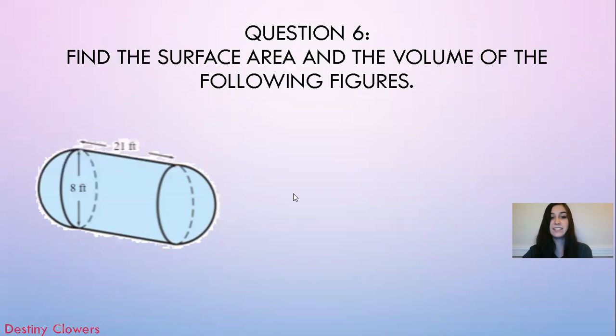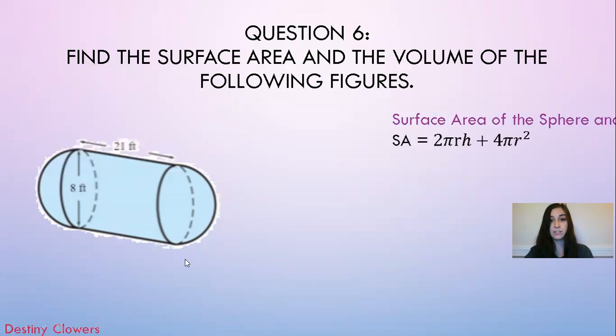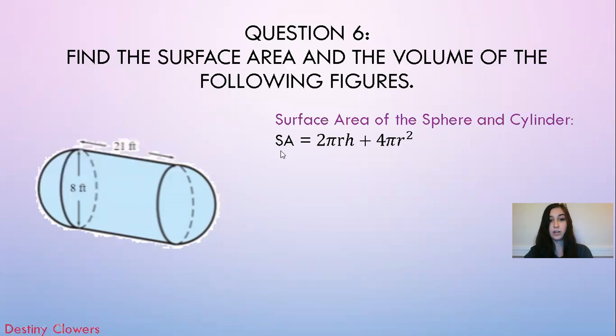So that means that we can take the surface area of the cylinder and the surface area of the sphere and add them together to find the surface area of the whole figure. So this is our equation, our formula that we're going to use, and this is the surface area of the sphere, 2 pi RH, plus the surface area of the cylinder, which is 4 pi r squared. So we're going to plug in what we have here in our problem into this formula.